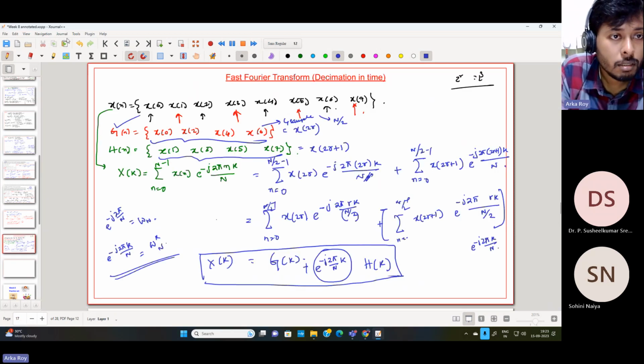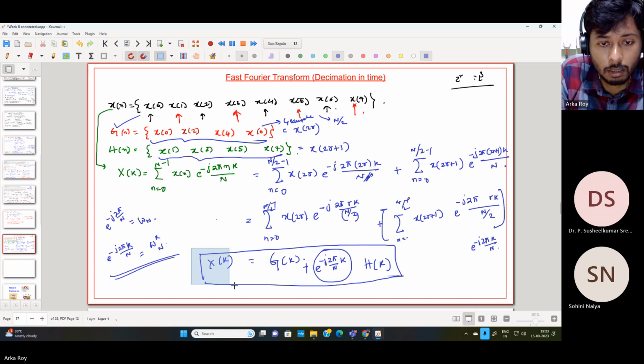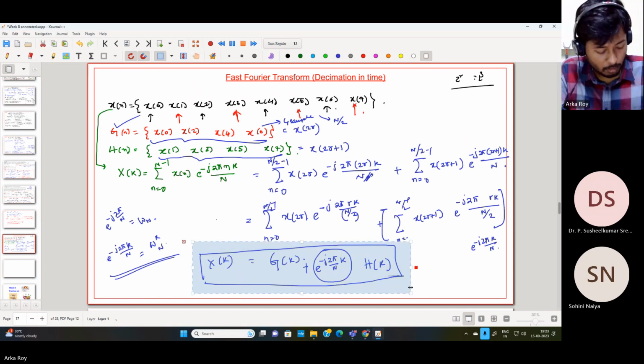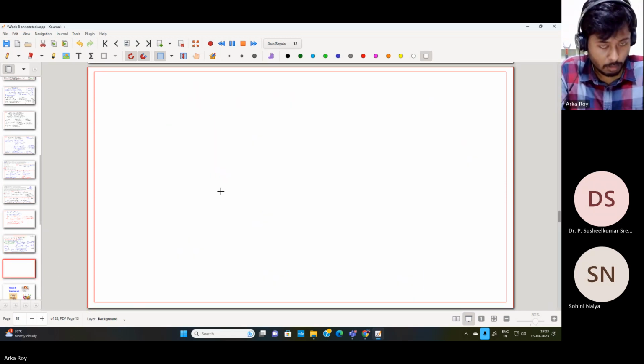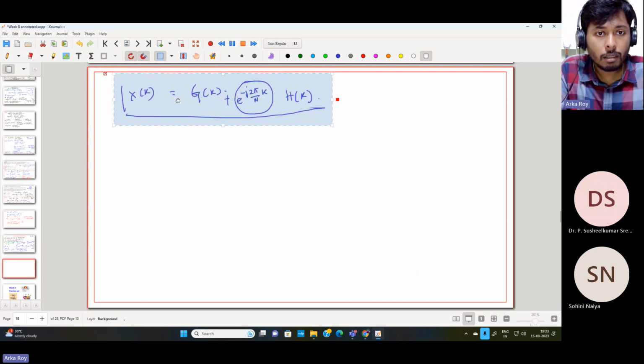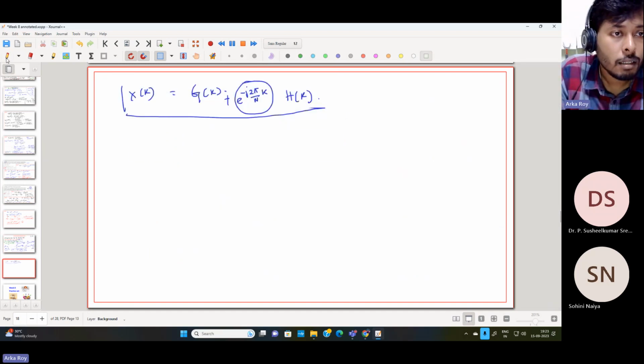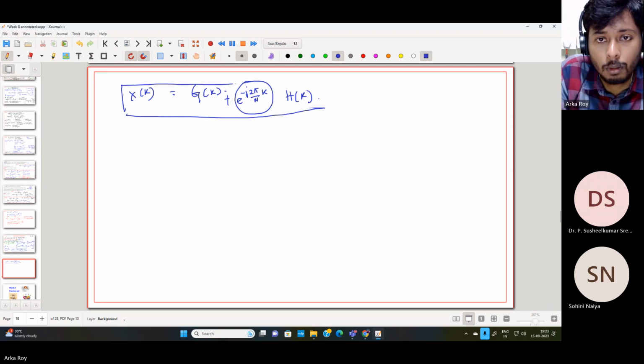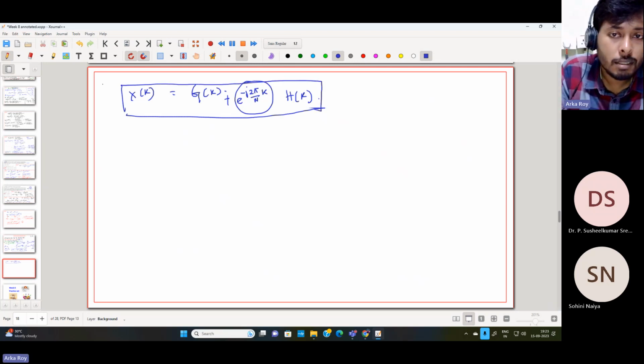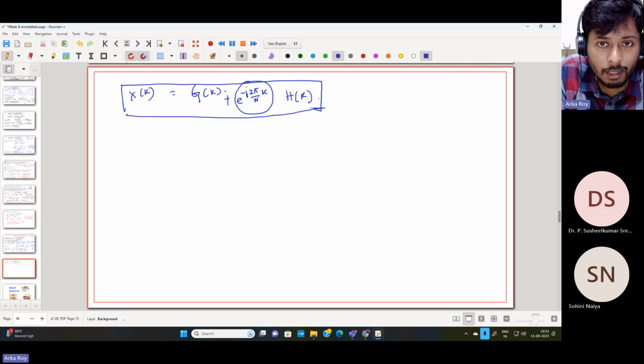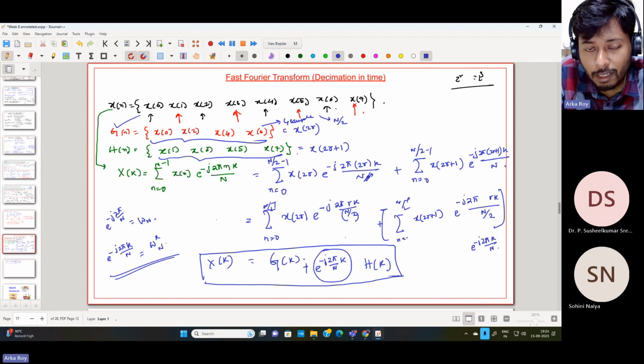So if I exploit this structure, apparently you may think that the computational complexity is still the same, that is n square. But what we have got out after doing this particular breaking and all is that we can get some other features from these n by 2 point DFTs.